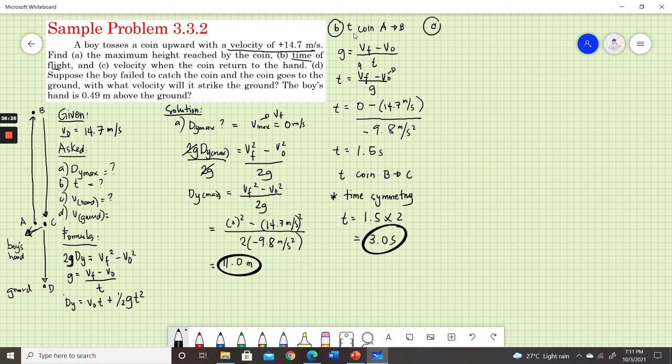Next, let's solve for C. In C, what is the velocity when it returns to the hand? And I hope you guys catch it by now. We can actually use speed symmetry.